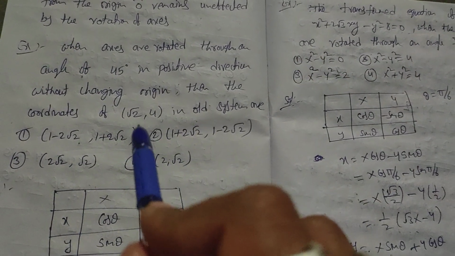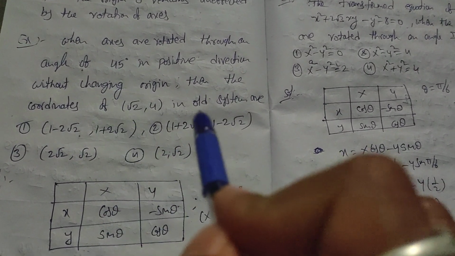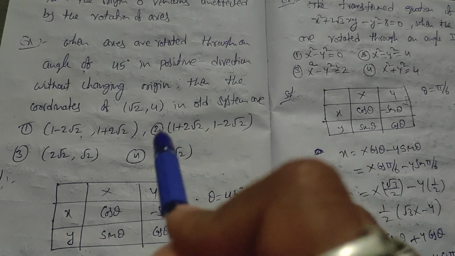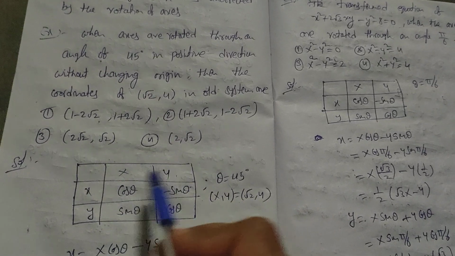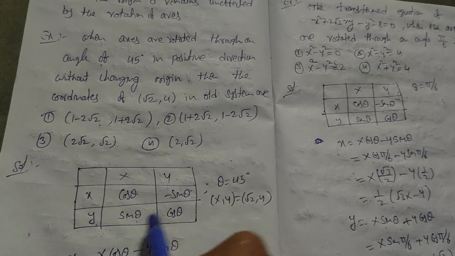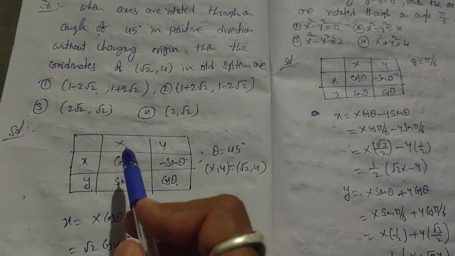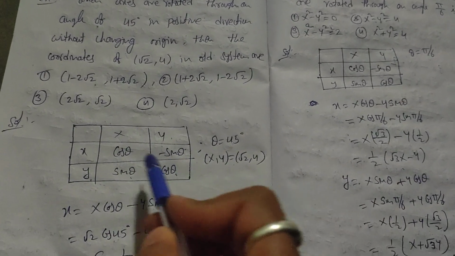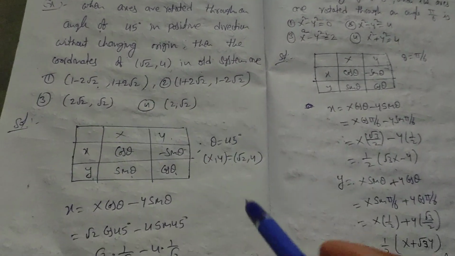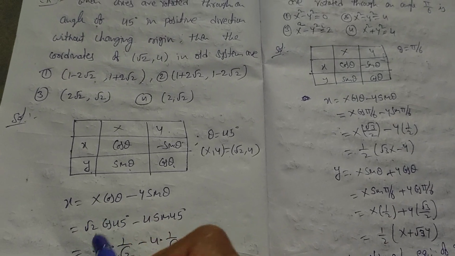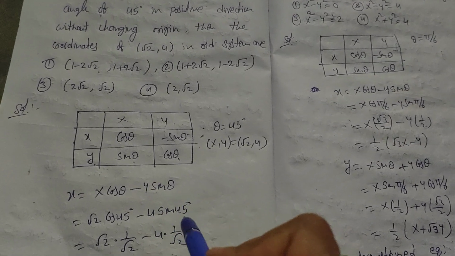So here they gave capital X comma capital Y and theta is equal to 45 degrees. Now we have to find the old system coordinates. First you write this table: capital X, capital Y, small x, small y, with cos theta, minus sin theta, sin theta, cos theta. This is fixed. So x is equal to X cos theta minus Y sin theta. Here theta is 45 degrees and (X, Y) is (root 2, 4). Substituting, x is root 2 times cos 45 minus 4 times sin 45 degrees.